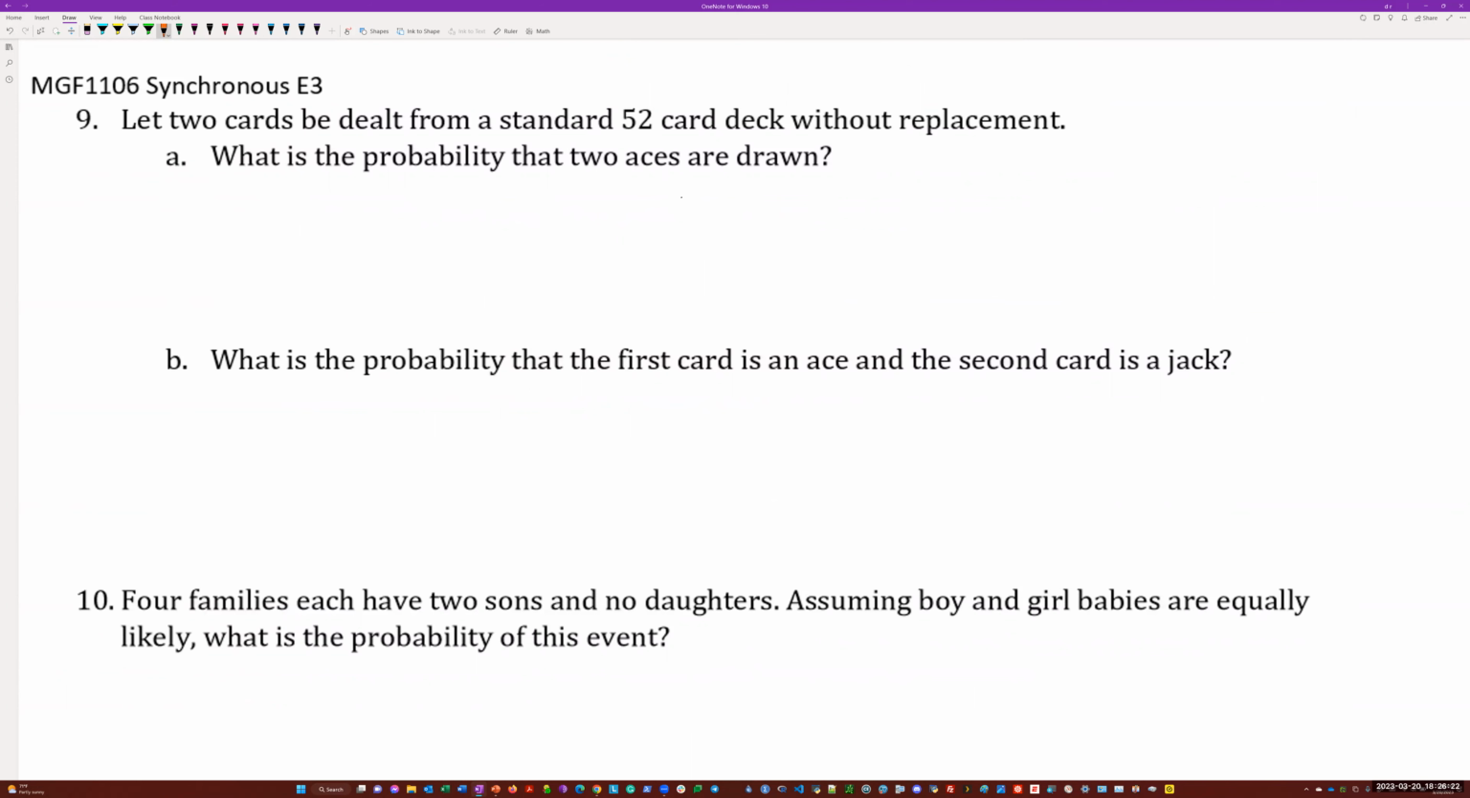Nobody can read it. So, let 2 cards be dealt from a standard 52 card deck without replacement. What's the probability that 2 aces are drawn? It's not that bad. The 4 out of 52 is the same thing as 1 out of 13, right?